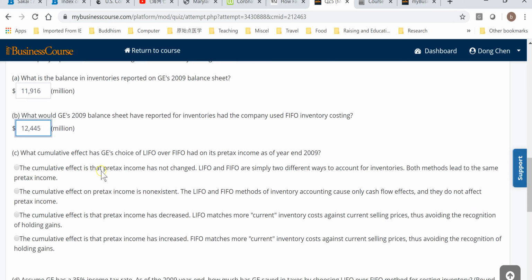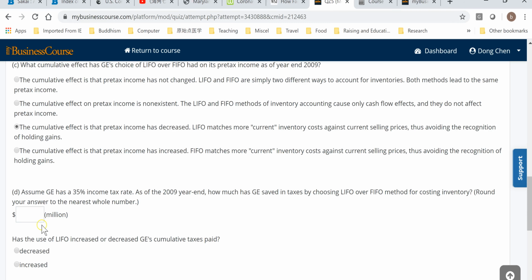So we just look for the answer which matches our analysis. The cumulative effect is that pre-tax income has not changed, and that's not right. A cumulative effect on pre-tax income is non-existent. That's also not right. The cumulative effect is that pre-tax income has decreased. So that's basically what we found. And LIFO means it matches more current inventory cost against the current selling price. That's exactly what LIFO is, last in, first out, right? The more recent cost matches the current selling price, avoiding the recognition of holding gains. And I think we should choose this third one.